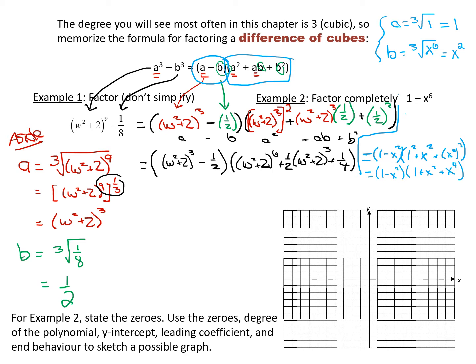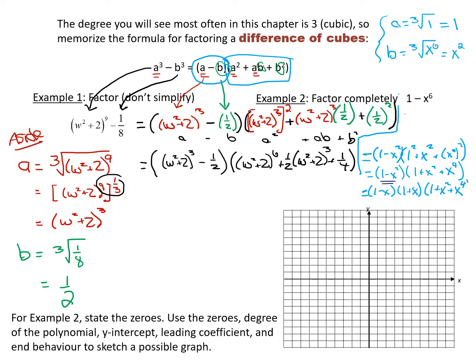So one thing you may notice here is we've got a difference of squares right here. This is a difference of squares, so we can factor that a little further. Equals 1 minus x, 1 plus x. And then our trinomial is 1 plus x squared plus x to the power of 4.